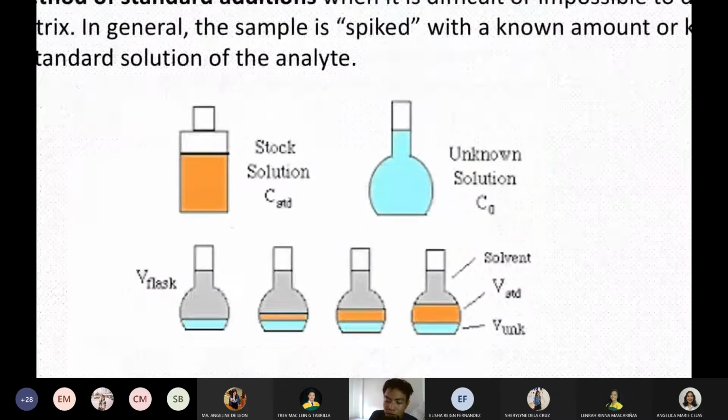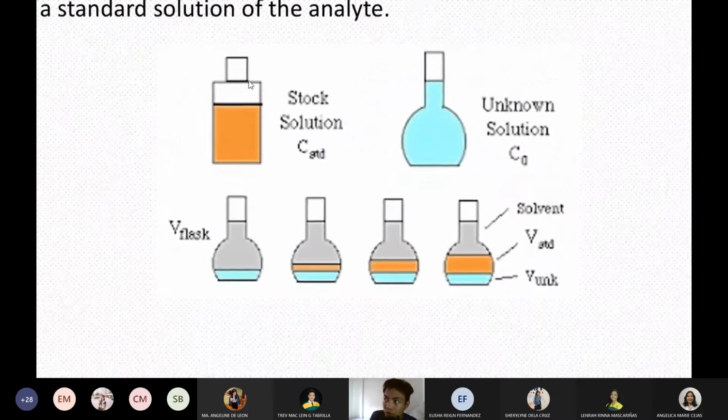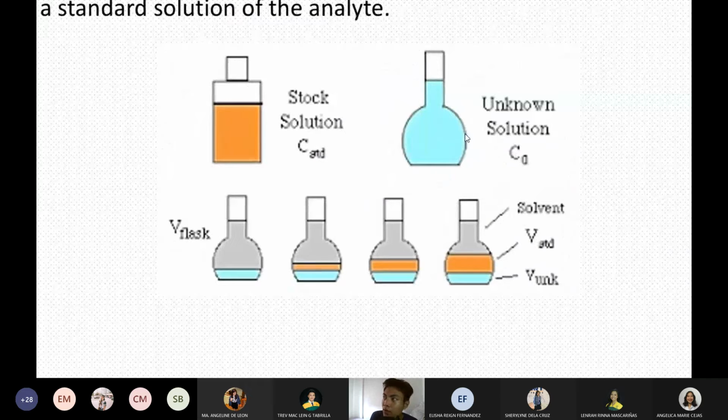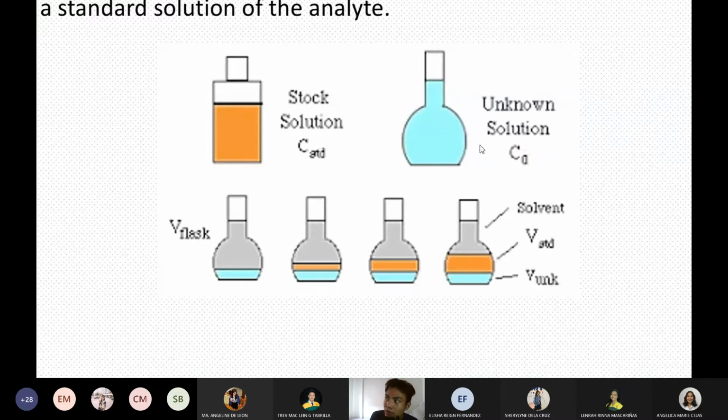We have two solutions, the unknown and the stock solution or the standard solution. So, what you will do first, you will get a portion of your unknown. You put it in a flask. Then, you fill it up to mark. Then, later on, you will get the same amount of your solution. However, you will add certain amounts of your stock solution, of your standard solution, and then you will dilute it.